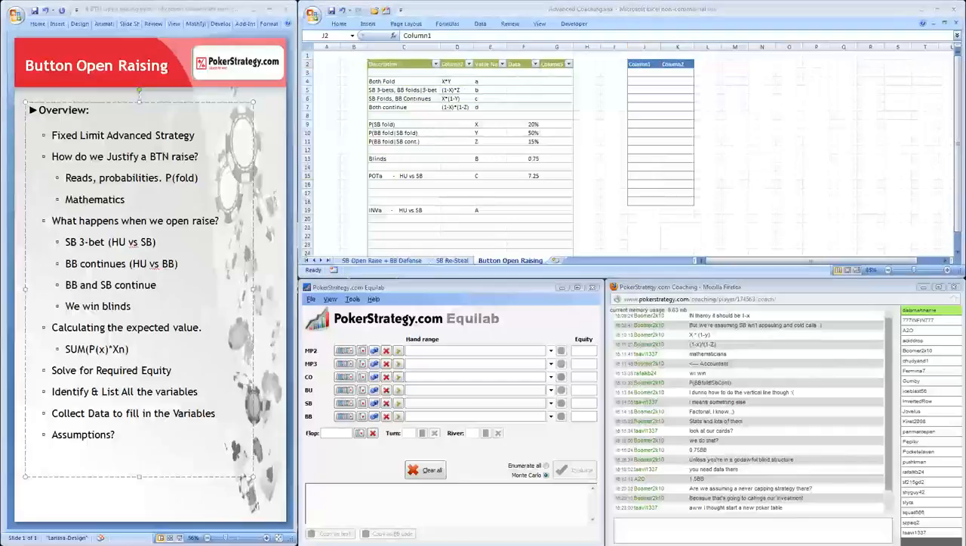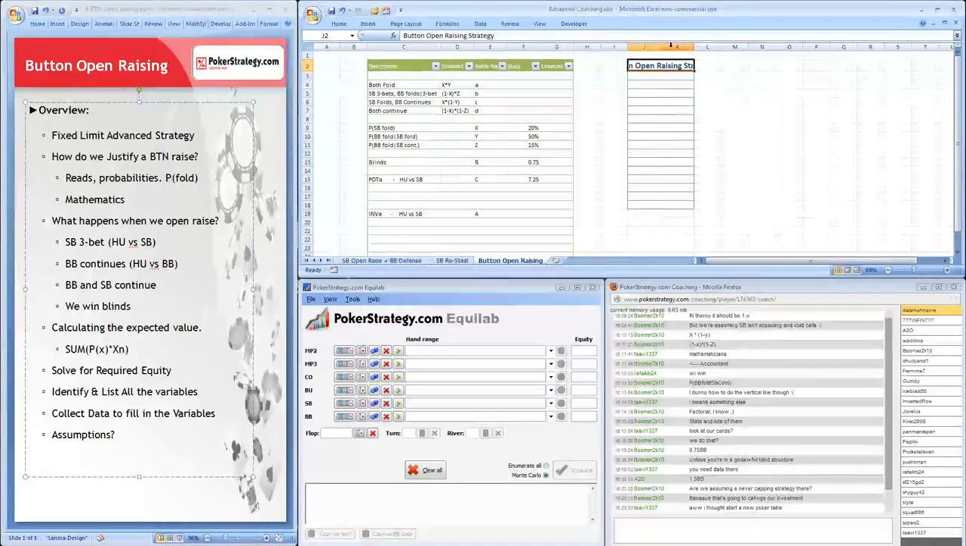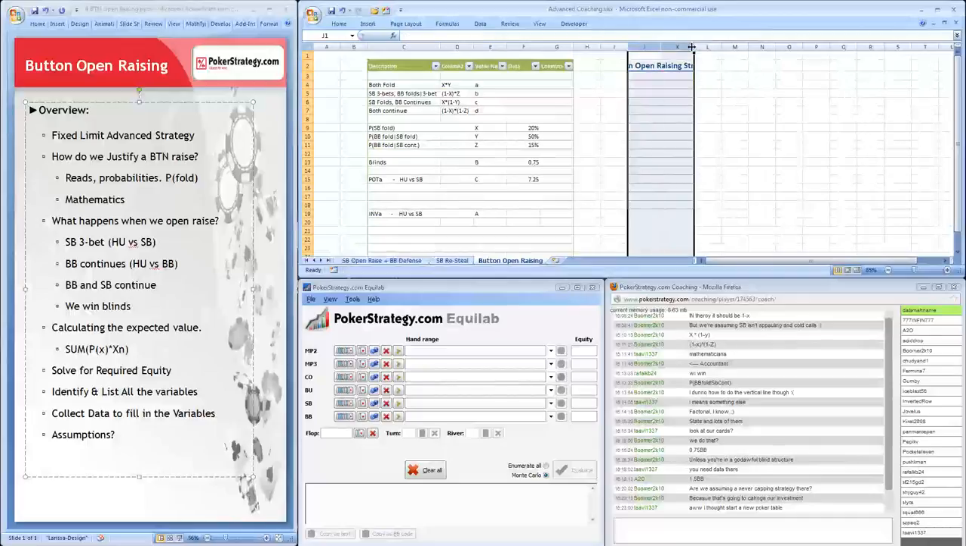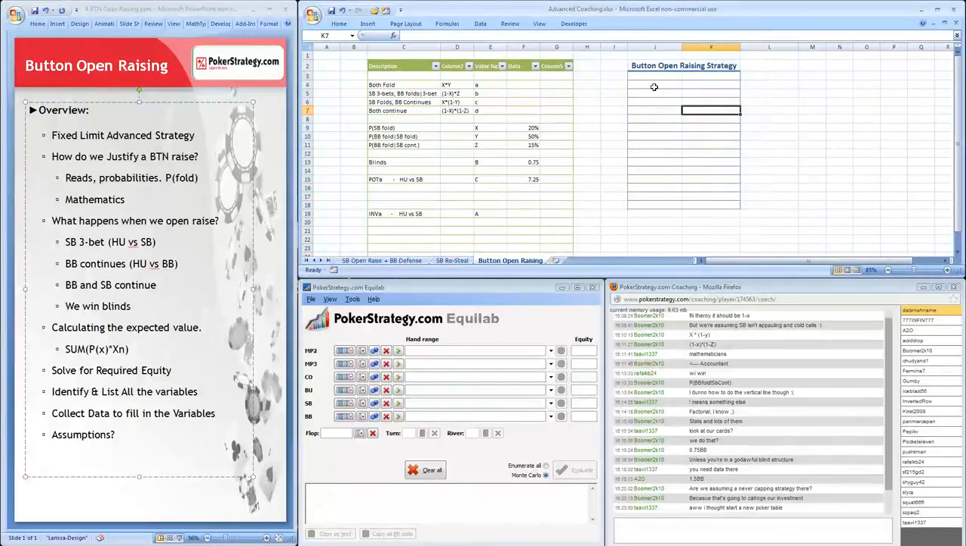And let's just say we want to call this button open raising strategy. Try and make this a little bigger. There we go.